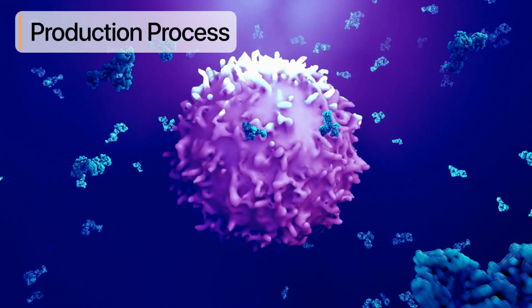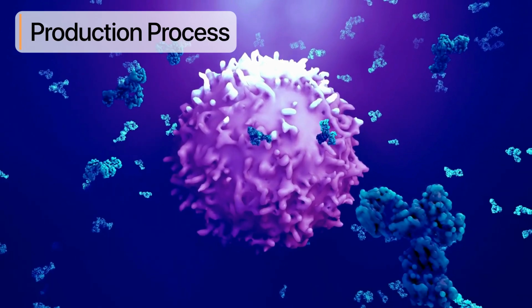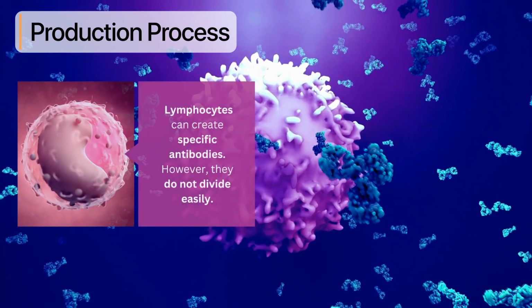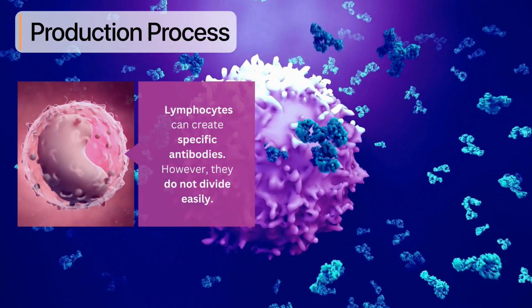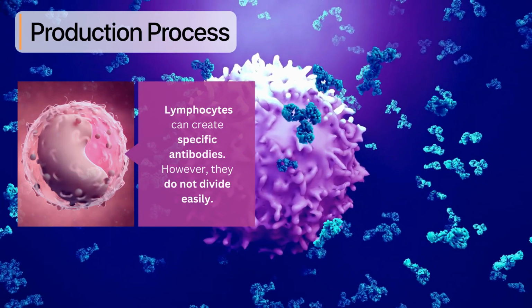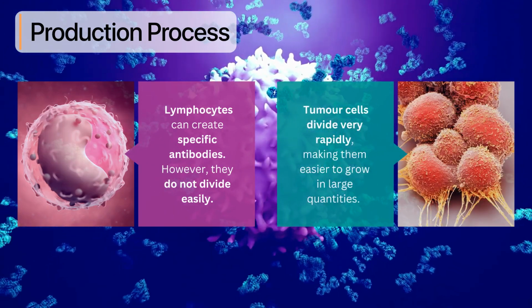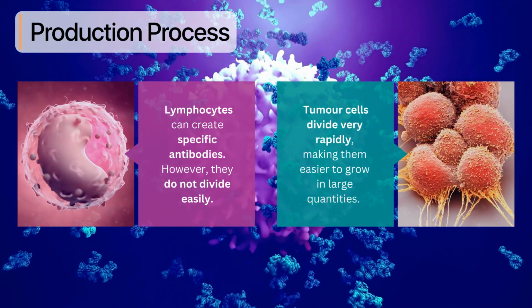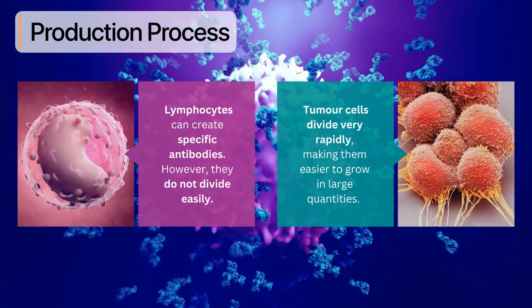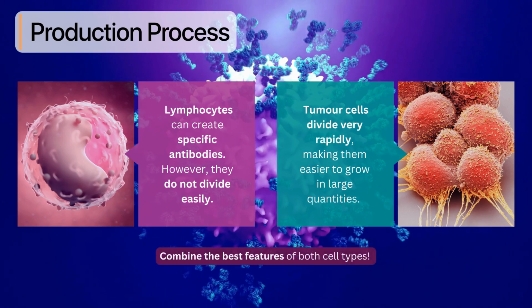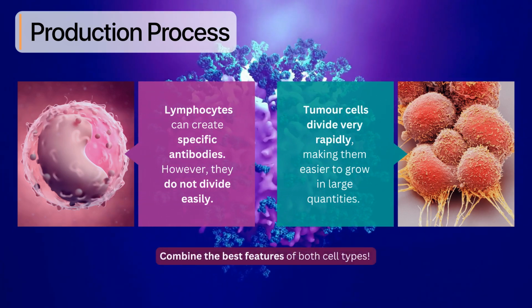Producing monoclonal antibodies involves a unique challenge. While lymphocytes can create specific antibodies, they do not divide easily. On the other hand, tumour cells divide very rapidly. This makes them very easy to grow in large quantities. The solution to this problem involves combining the best features of both cell types.